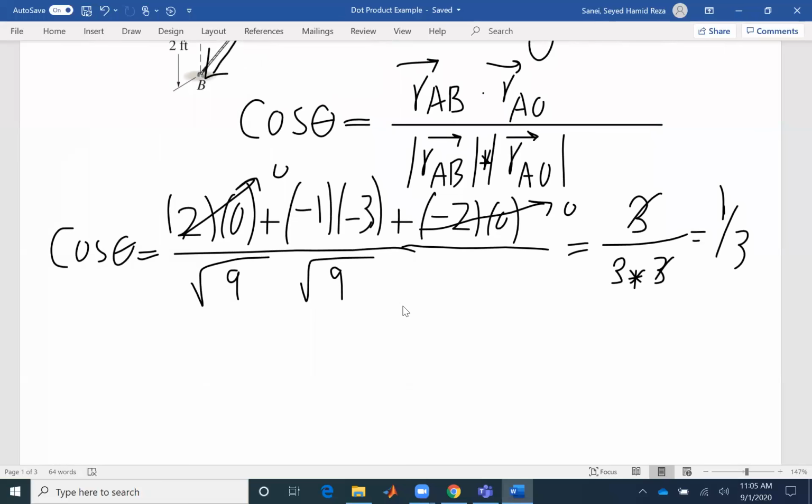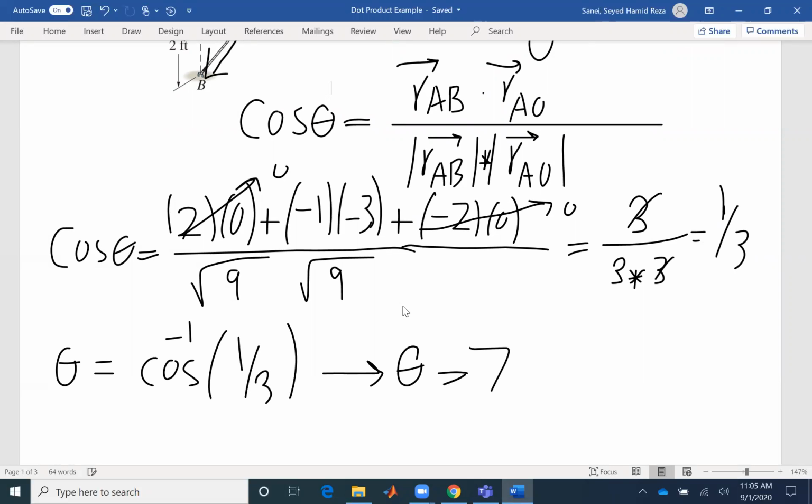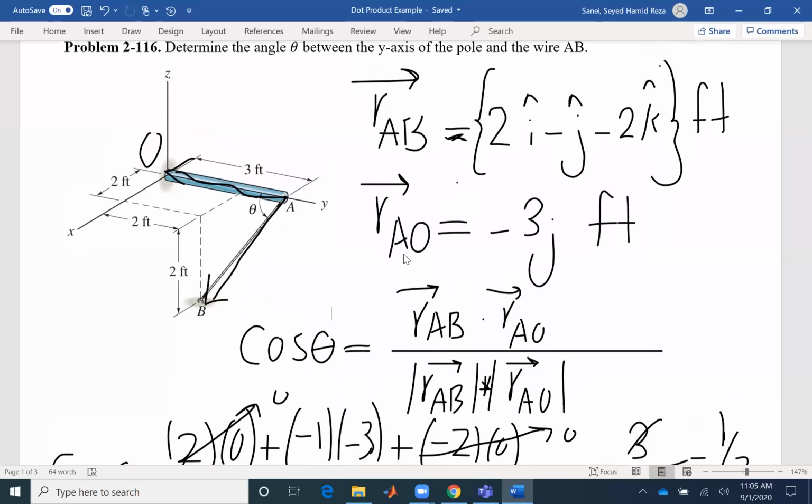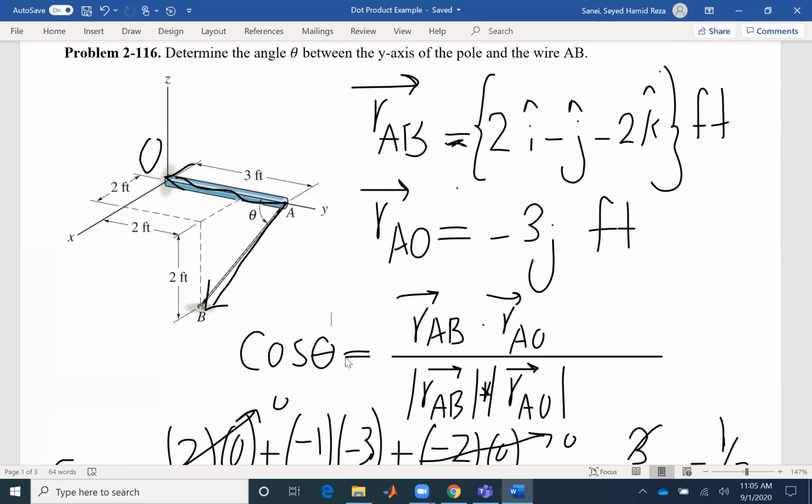And theta would be cosine inverse of 1/3, which gives me 70.52 degrees. So I found the angle between the two vectors, the two lines. To find the angle, I used the dot product definition, and I found the position vectors. And the direction of the position vector is important when you want to find the angle between the two vectors.